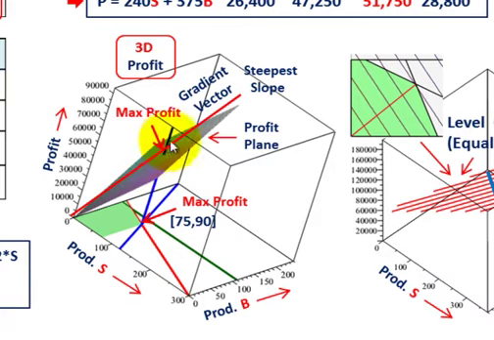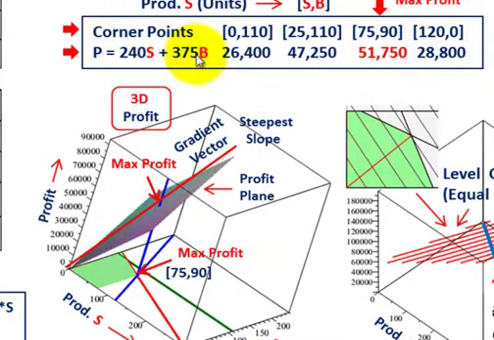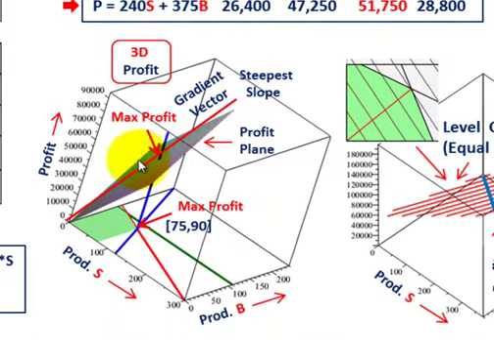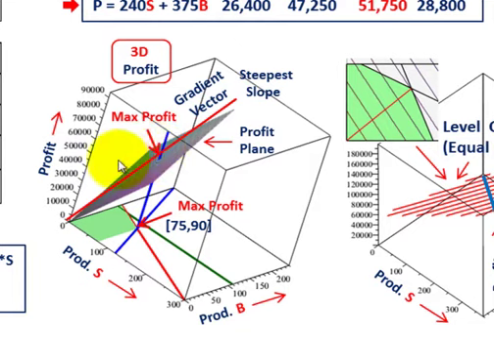And then based on that profit function, we come up with a profit. It's really a profit plane, in this case 240S plus 375B. So looking at it in terms of 3D, that's our profit plane up here. That's a three-dimensional plane, with X, Y coordinates along with our profit function. So it gives you a little idea of what's going on.